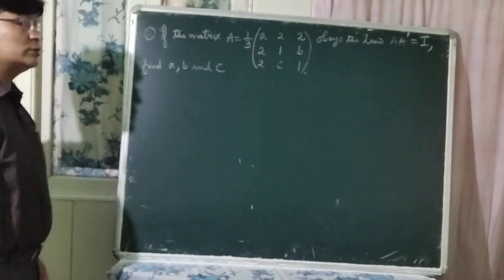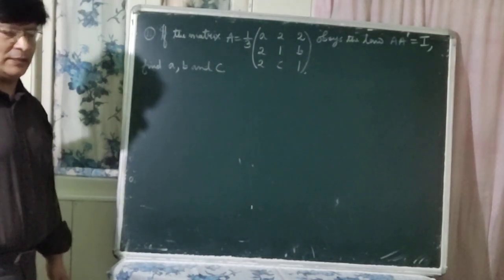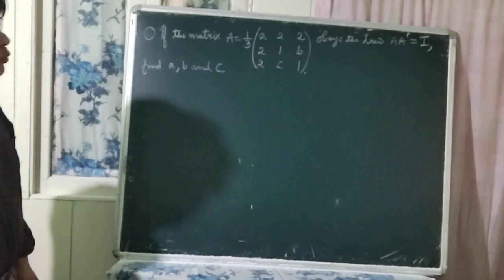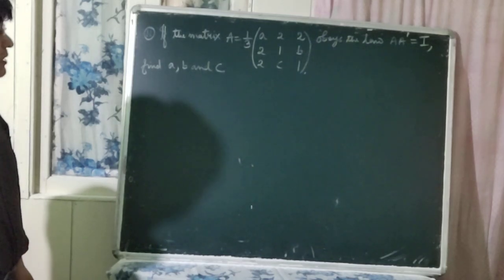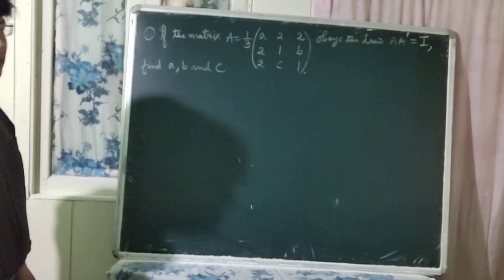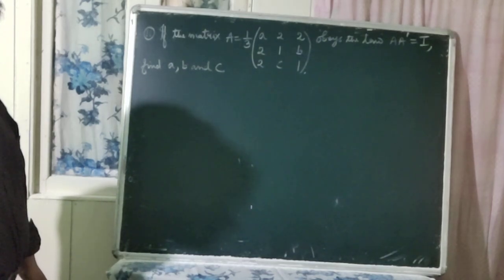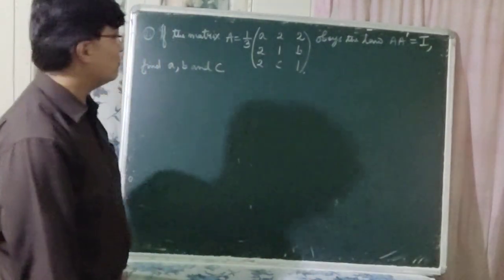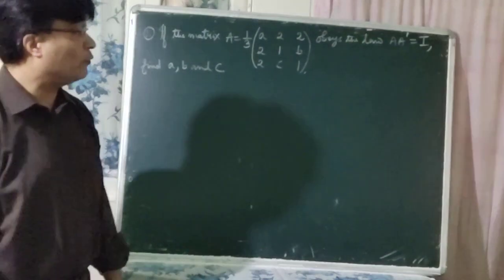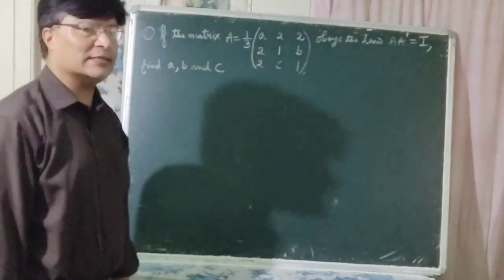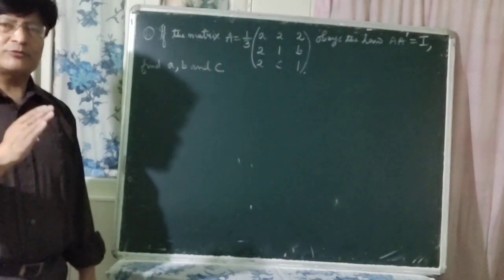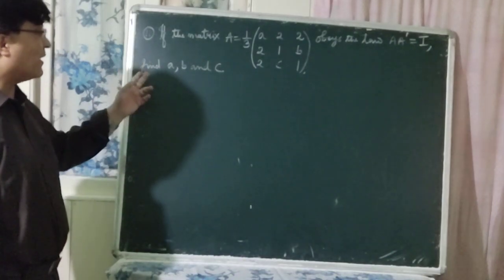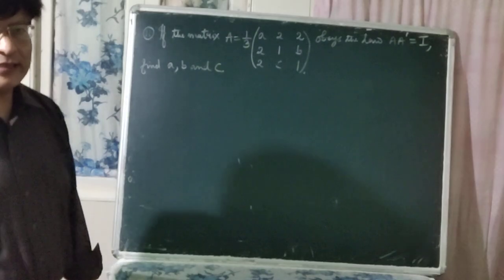Now we'll do the next question, that is question number 11. If the matrix capital A is equal to 1/3, that is the scalar multiplication of the given matrix, 1/3, and within first bracket 9 elements are given in the form of a matrix. In the first row A22, second row 21B, and the third row 2C1 obeys the law A dot A dash is equal to I. That is A dot transpose of A is equal to identity matrix. Okay, so you have to find out the values of this constant A, B and C.